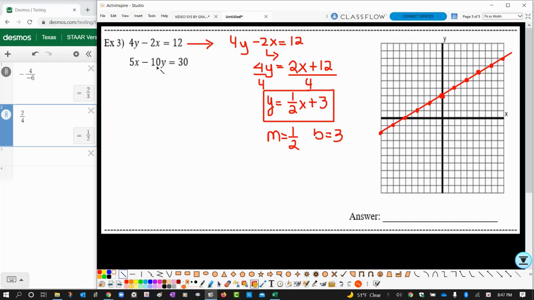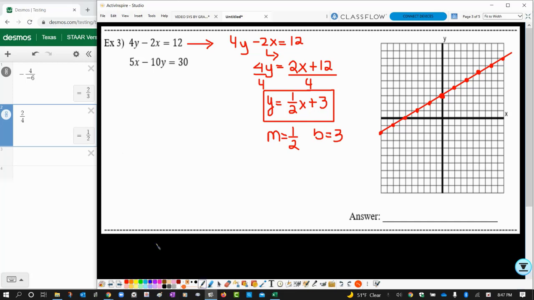And now we're going to do the second line. So I'm going to change colors to blue, and we want the y alone. So the negative 10y is going to come down. The 5x moves over there to the other side as negative 5x. The 30 comes down as positive 30. And we're going to divide both sides of the equation by negative 10.